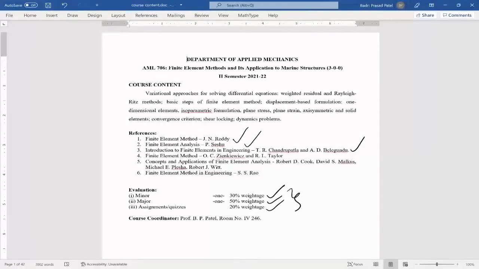And as I already said, I'm B.P. Patel, Applied Mechanics Department. My room is block 4, 46. So of course, this is what I wanted to say about the course content and evaluation policy.